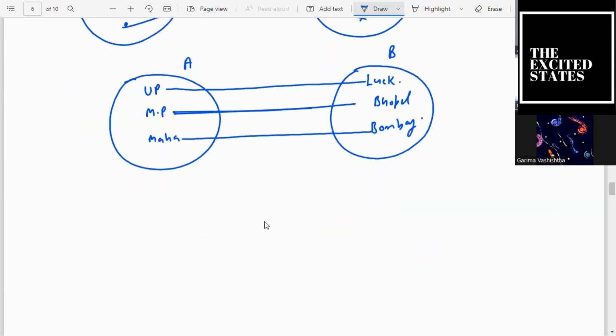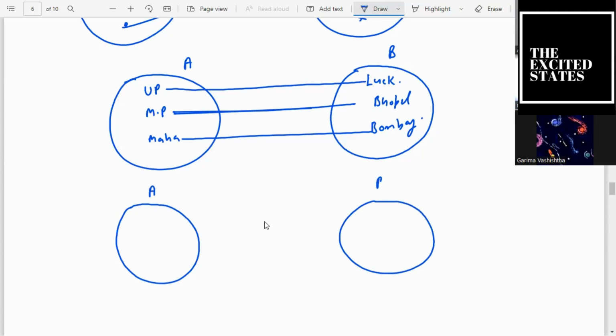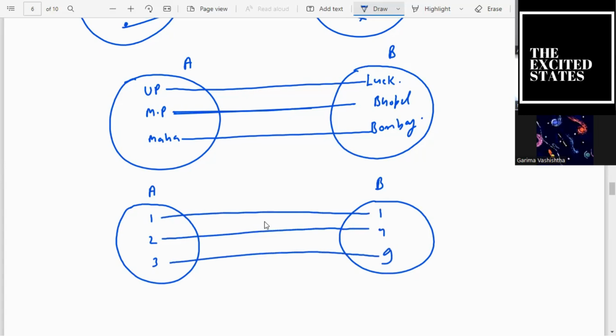Now, let me tell you what functions are. In the context of mathematics, let's suppose this is set A and this is set B, and some numbers are in set A. Let's suppose 1, 2, 3, and in set B, 1, 4, and 9. So 1 is matching with 1, 2 is matching with 4, and 3 is matching with 9. So this is a special kind of relationship. Can you figure out which kind of relationship this is?